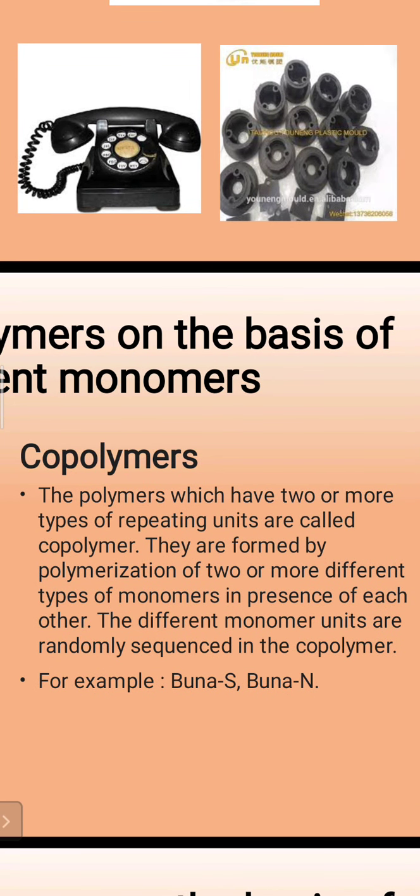Polymers which have two or more types of repeating units are called copolymers. These polymers are formed by polymerization of two or more different types of monomers in the presence of each other. The different monomer units are randomly sequenced in the copolymer. For example, Buna-S and Buna-N type fibers are the best examples of copolymers.